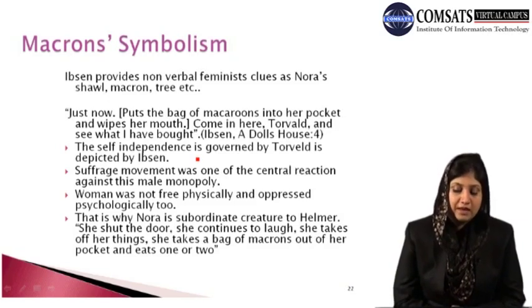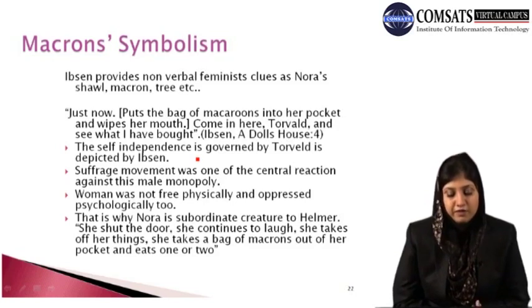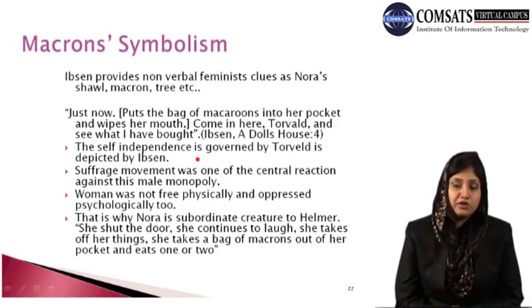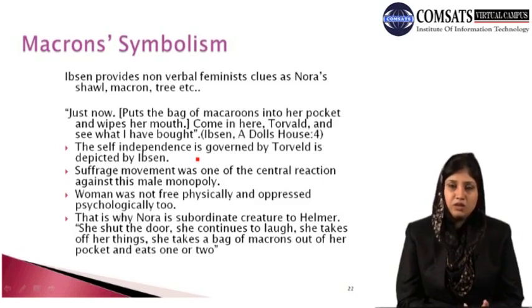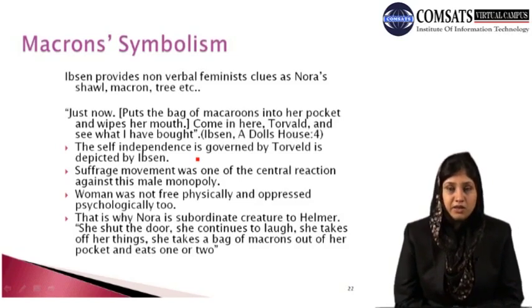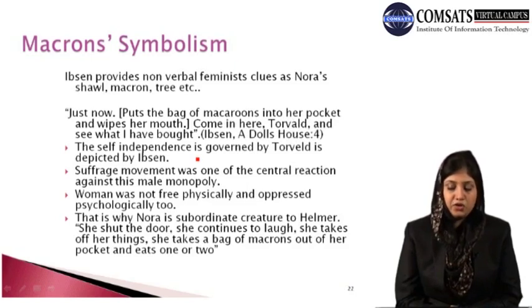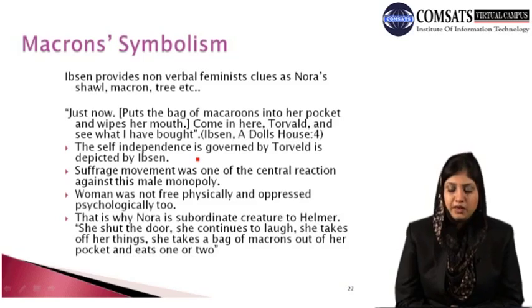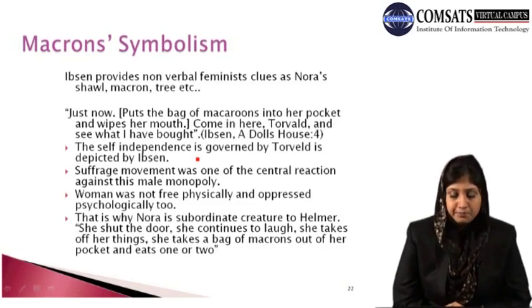Suffrage movement was one of the central reactions against this male monopoly. Women were not free physically and were oppressed psychologically too. It's not only that they cannot move around without their husband's permission, they can't even eat. They can't even think what they want to think because they are so terribly oppressed by them. That is why Nora is a subordinate creature to Helmer. And it's not that she is subordinate to her husband only. She has been brought up this way even by her father.